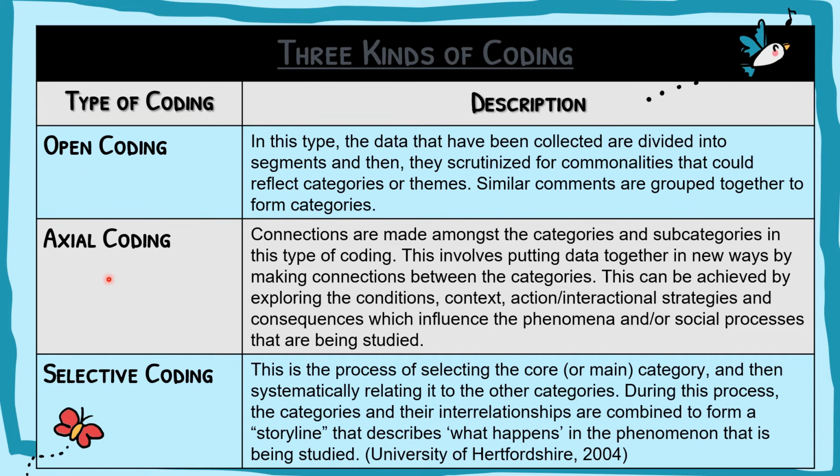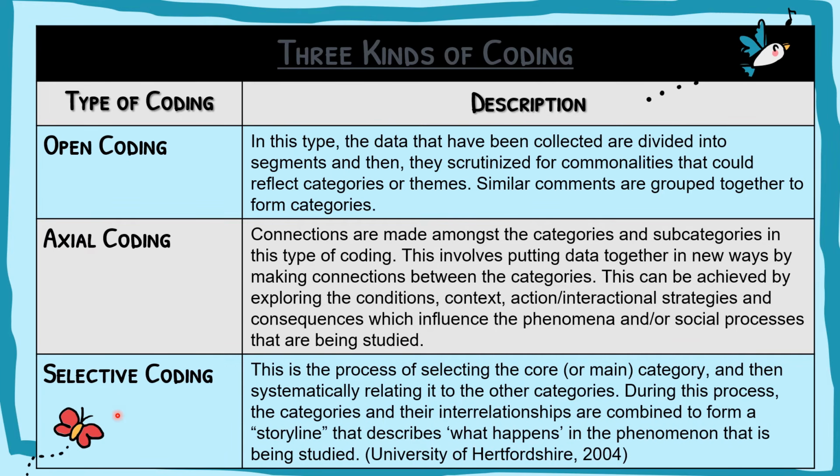The second type is axial coding. Connections are made amongst the categories and subcategories in this type of coding. This involves putting data together in new ways by making connections between the categories. This can be achieved by exploring the conditions, context, action or interactional strategies, and consequences which influence the phenomena and/or social processes that are being studied.